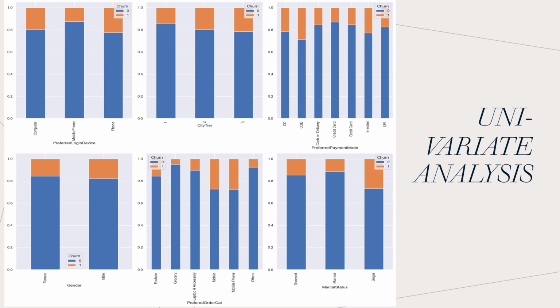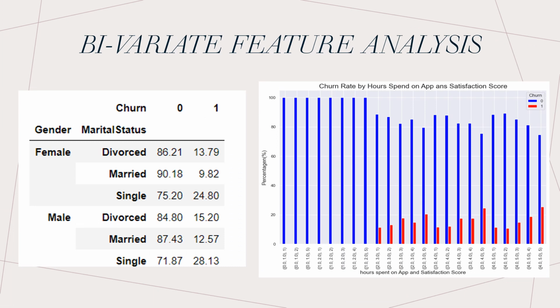In the bivariate analysis, I plotted gender and marital status against the churn rate. If you look, the churn rates are higher for the male category than for females. For marital status, single people, both female and male, are in the highest range, and even there the males are topping the chart.